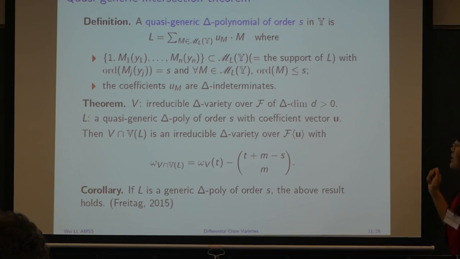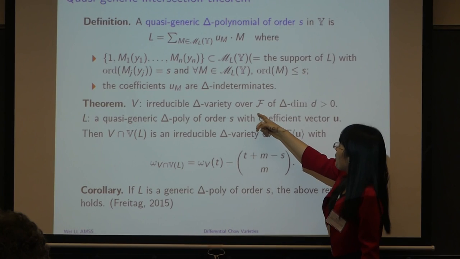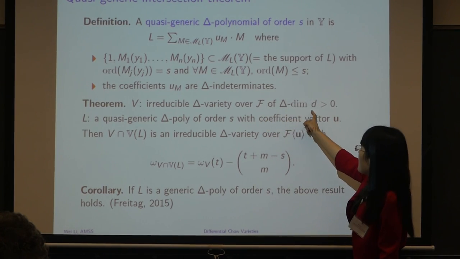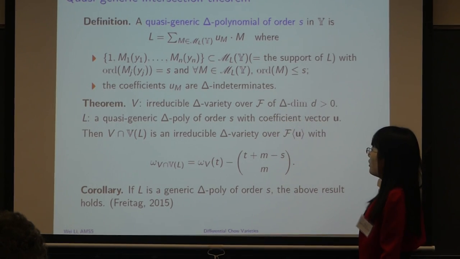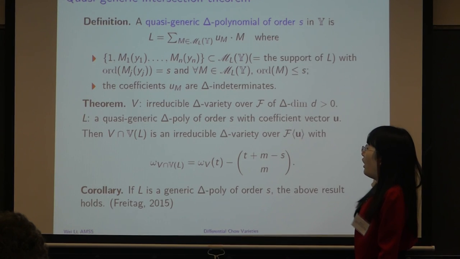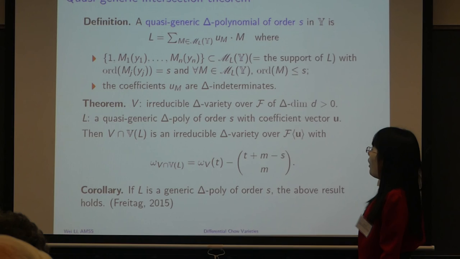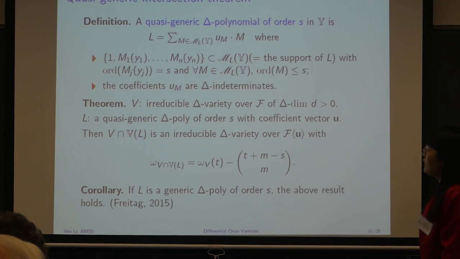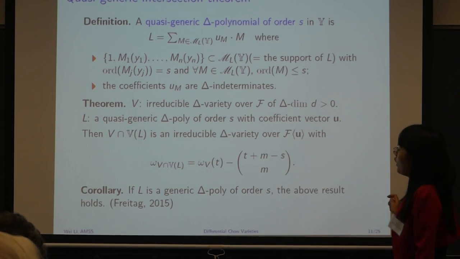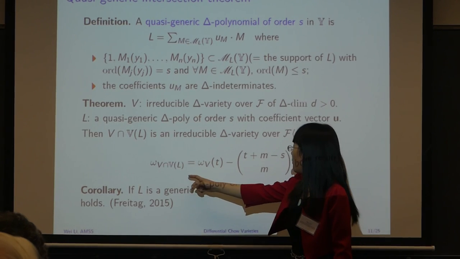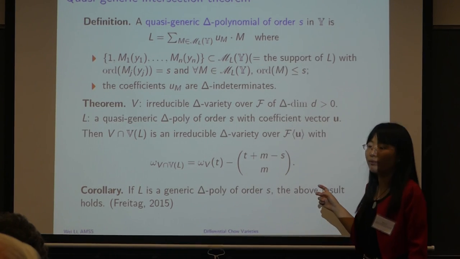And the theorem is, suppose V is an irreducible differential variety of differential dimension greater than zero. And L is a quasi-generic differential polynomial of order s, then the intersection of V and L is also irreducible, and the Kolchin polynomial should be of this form.